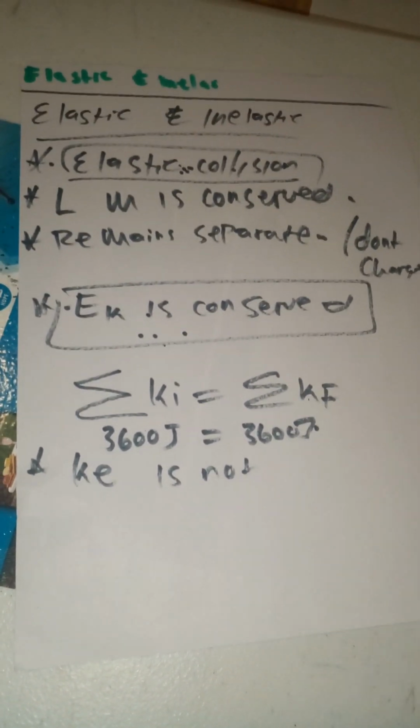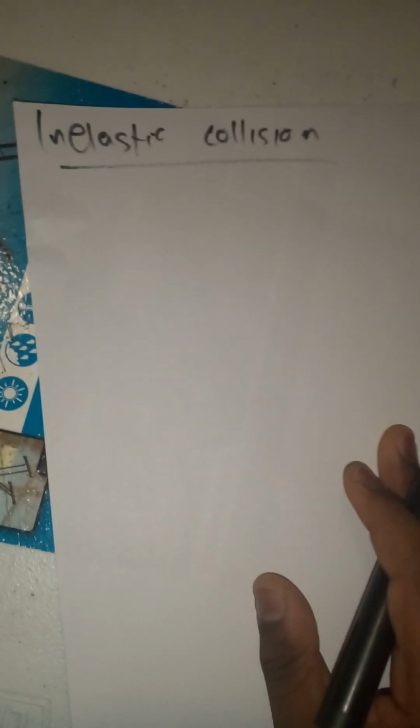Okay, now let's check the inelastic collision. Sorry guys, I have to buy another marker. This one is dying, but I will make a plan. Inelastic collision is basically the opposite. The first thing: linear momentum is conserved.